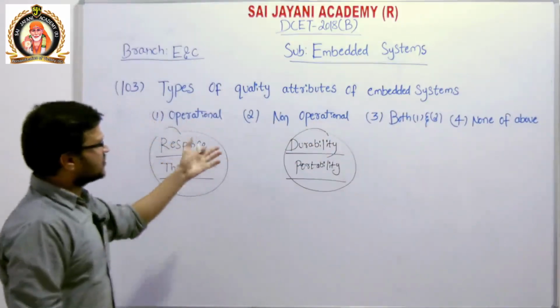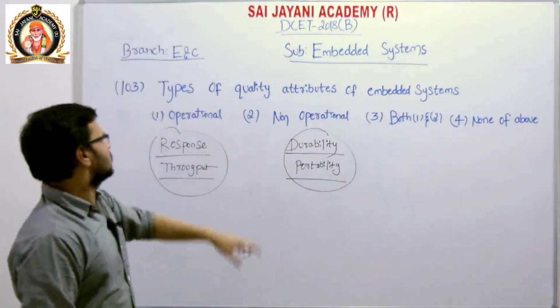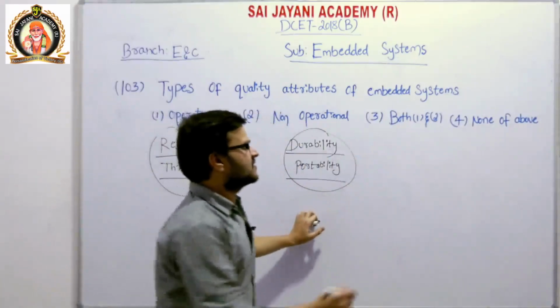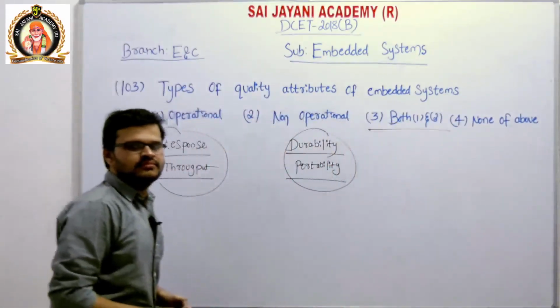So the types of quality attributes of embedded systems are both 1 and 2, that is operational and non-operational. From these options, the third one is the right option, that is both 1 and 2.